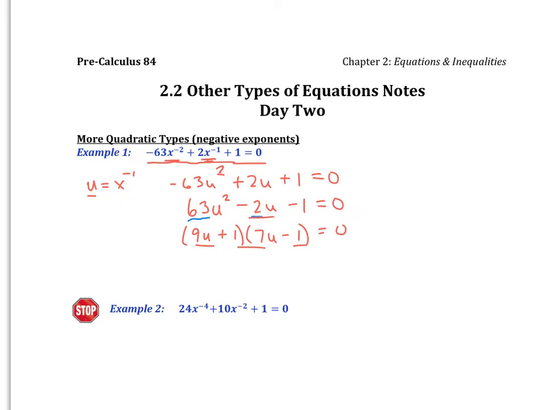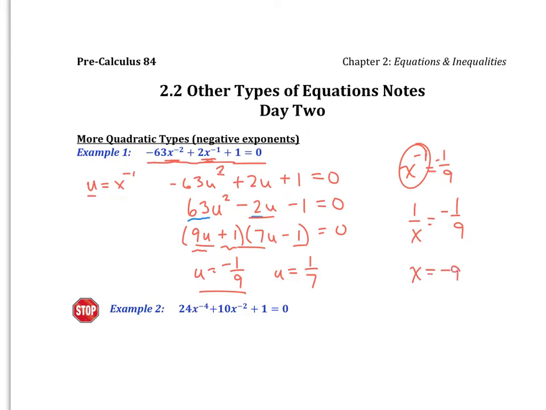Now when I go to solve this, u is going to equal a negative 1/9, and u is going to equal a positive 1/7. Remember, it's always the opposite of the second number divided by the coefficient. But at some point I have to change these back. So u is the same thing as x to the negative 1. That means x to the negative 1 is equal to negative 1/9. Remember that x to the negative 1 is basically 1 over x, equal to negative 1/9, which means that if I want x, if I just flip both sides, x is equal to negative 9.